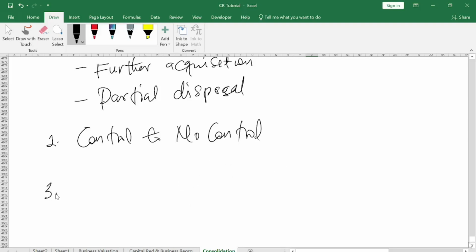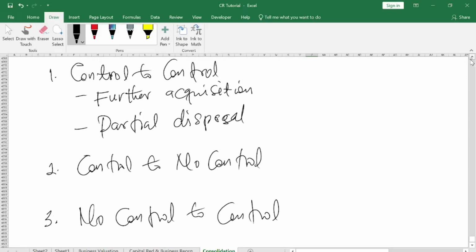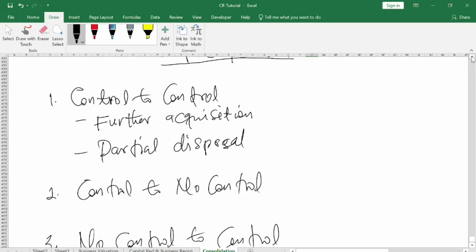And the last one is what we call no control to control. An associate that acquires additional equity shares becomes the parent itself, right? So here the company can hold 30% and now they can buy 40% in addition. When that happens, they can now control the subsidiary. So these are what happens under what we call step acquisition.